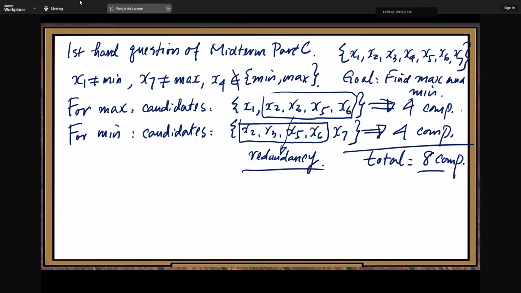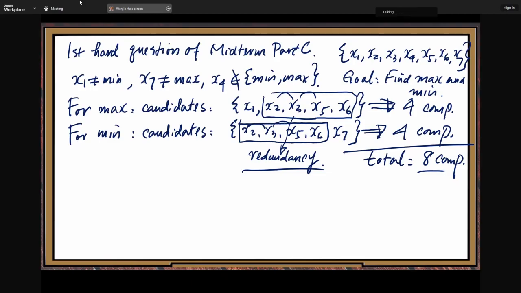Because the same comparison you don't need to do twice, right? Think about it, when you find the maximum, you may compare 2 and 4, 3 and 5. You already did that in the first round. Why do you do the same thing in the second round? Because in the second round at the bottom, you may do the same comparison again, right? You should not do that.